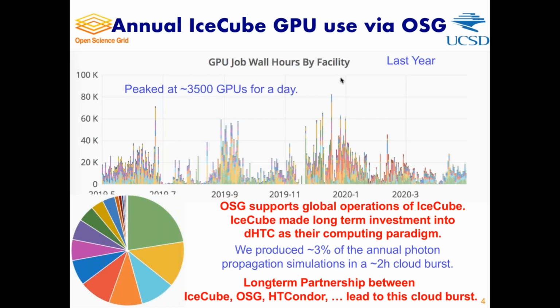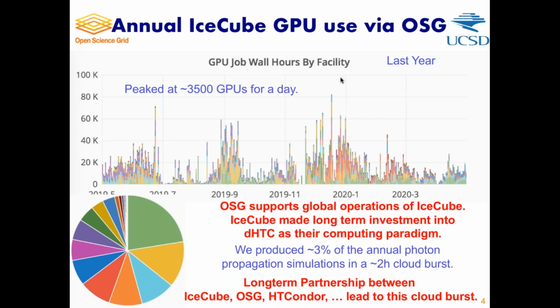Basically, they run steady state, or not so steady, as you can see in this picture, across a variety of clusters worldwide, peaking at around 3,500 GPUs per day. The vast majority of this is contributions from IceCube collaborators, and then some of it is just random people who are willing to give their on-prem resources to IceCube.